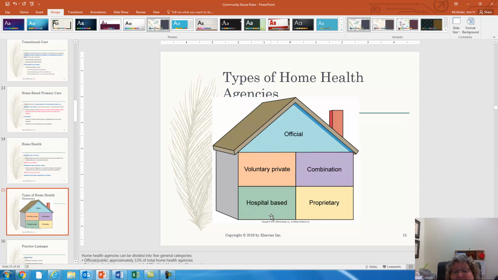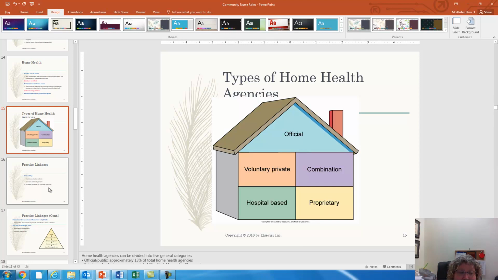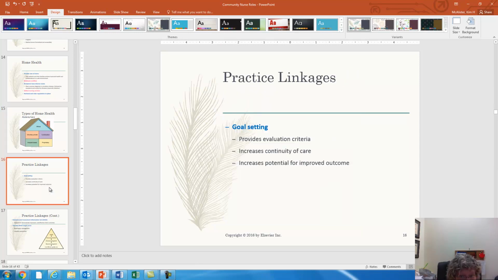You can have a hospital-based agency where you are following up on patients that went home from your hospital. You see this a lot with mother-baby care. Someone will go out and see how things are going with a new mom. You can have a proprietary agency, and this is the most common type of agency, an agency that's privately owned. And they decide what kind of patients they want to see based on what reimbursement they want.